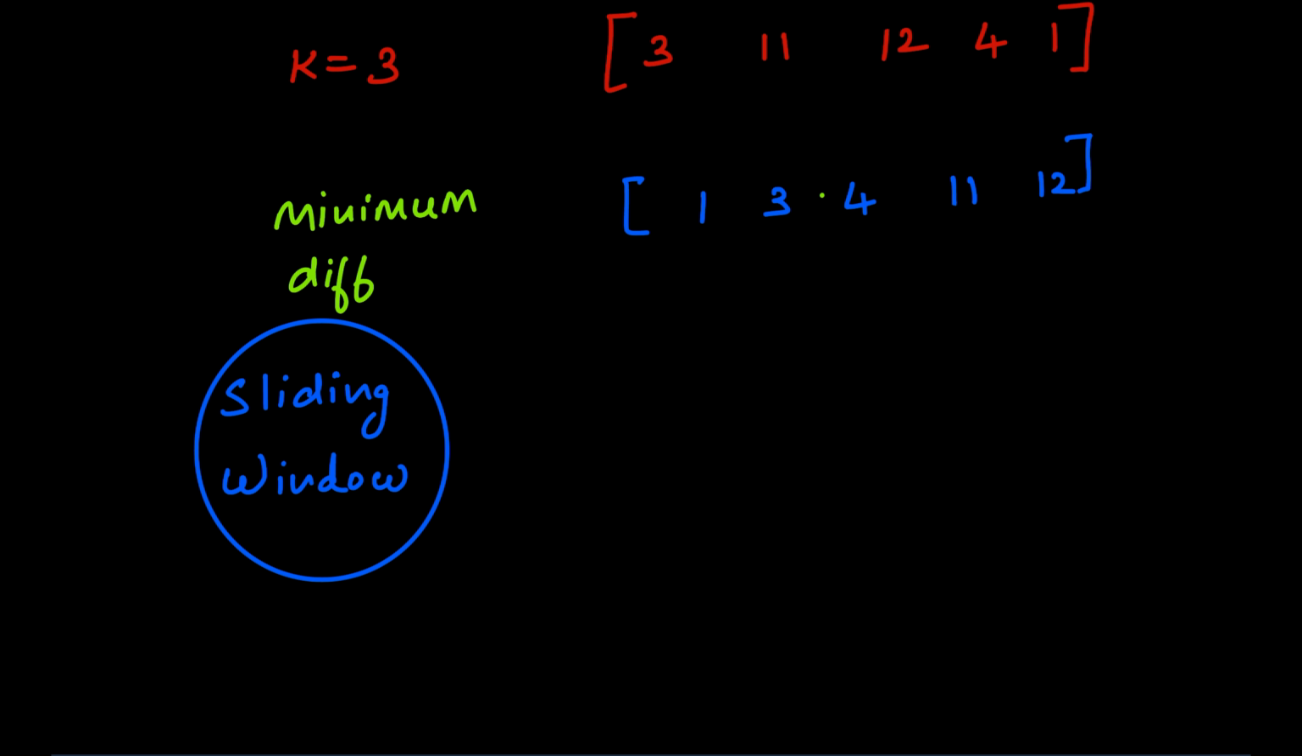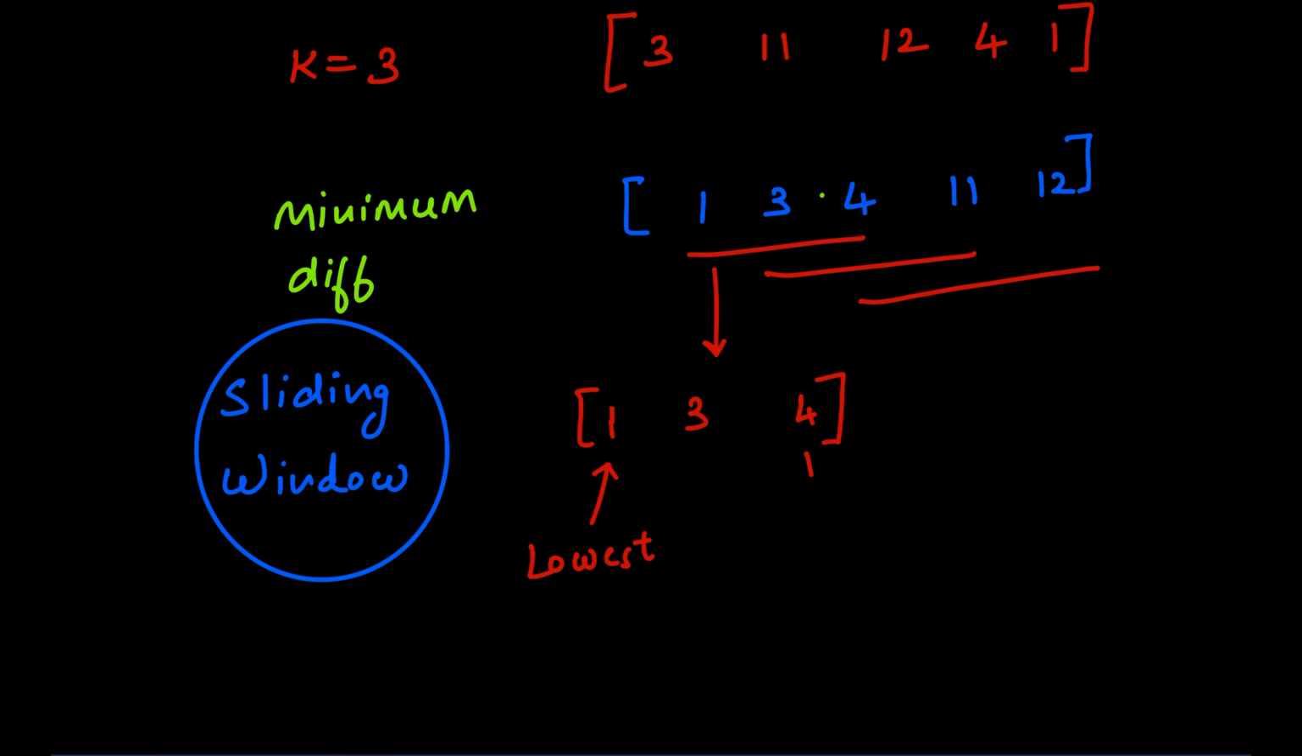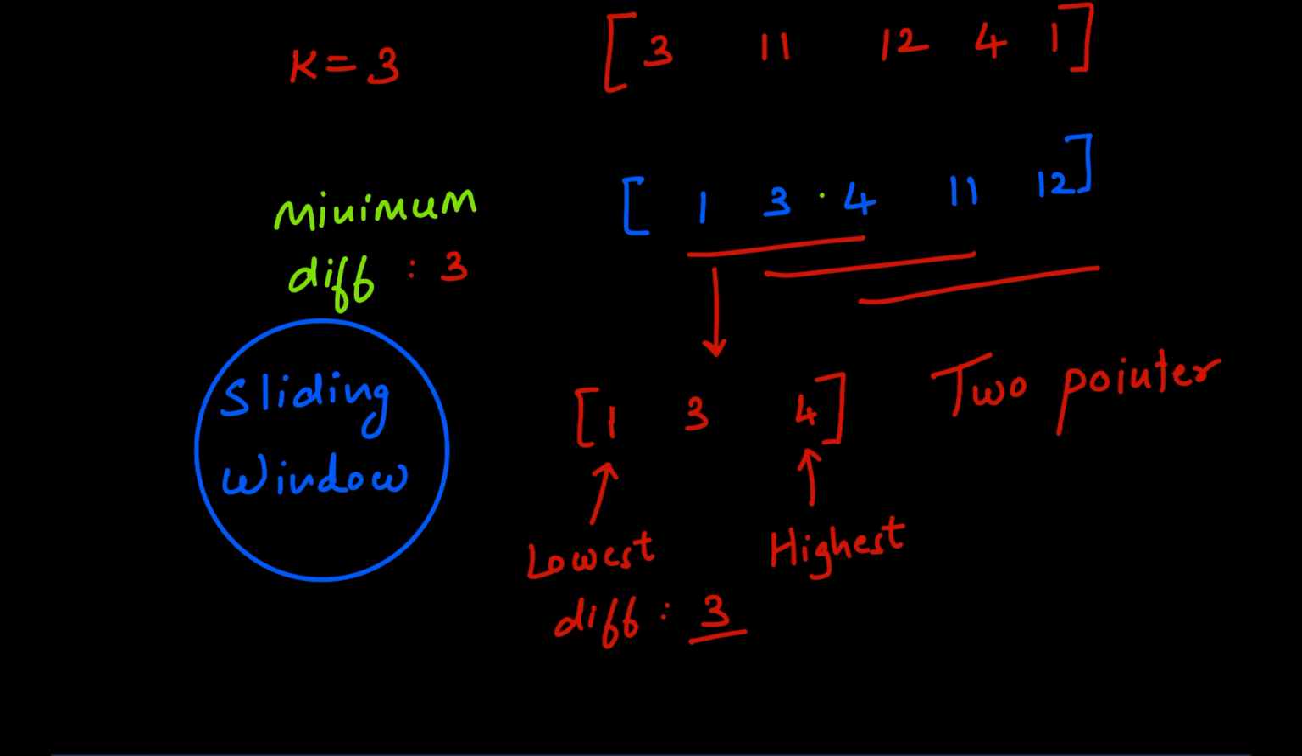Here's the sorted version of the original input. With k equal to 3, there are a total of 3 batches in the given input. Starting with the first batch 1, 3 and 4, 1 is the lowest as it is to the left and 4 is the highest in that batch. So the difference between the two is 3, which is the smallest so far. So we'll save that value in the minimum difference global variable. As you must have noticed, we are using a two pointers approach where the first pointer is pointing at the lowest element in the batch while the second pointer is pointing at the highest element.